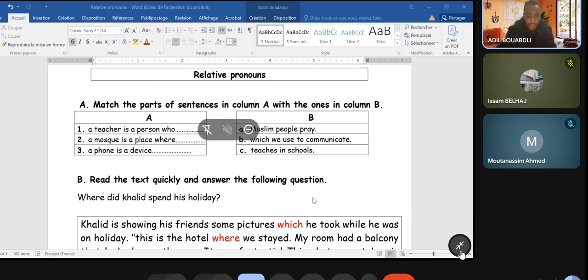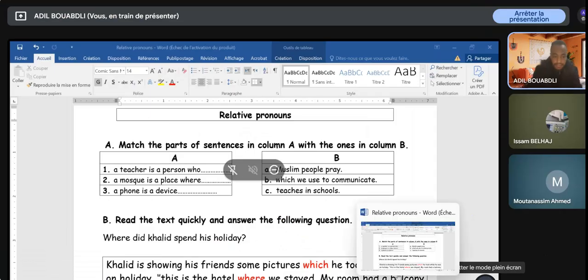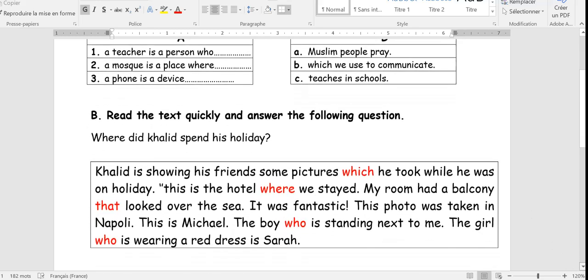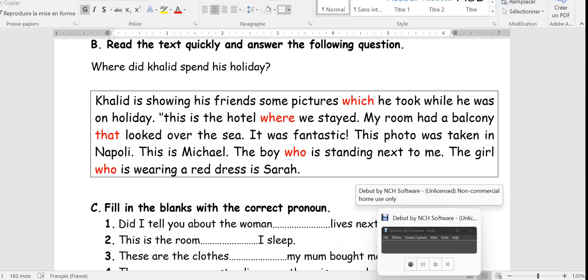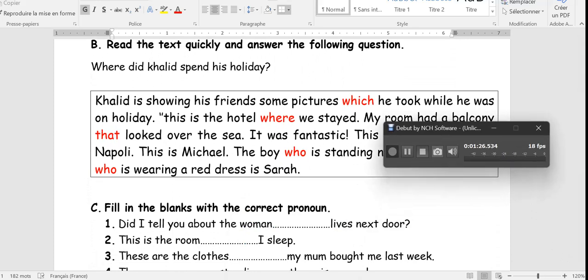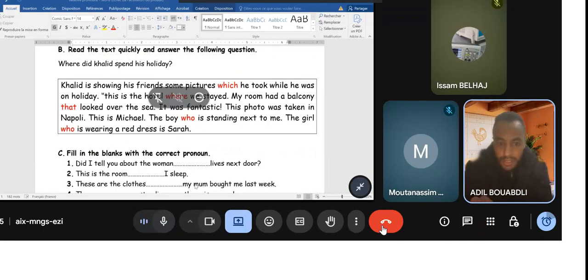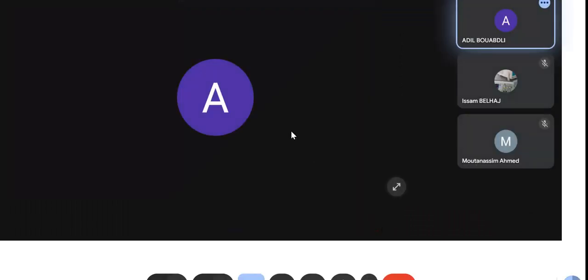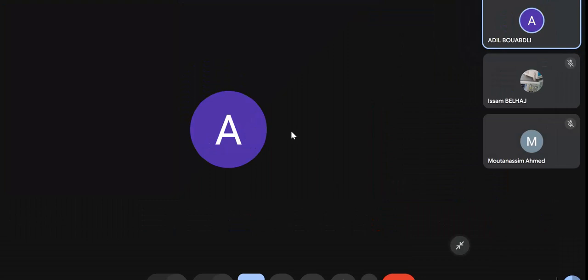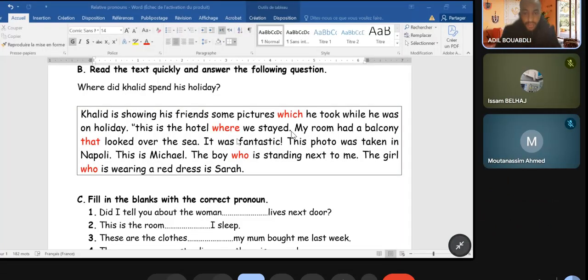Now I'd like you to go to the text, so let me scroll down. All right, this is the text. Read the text quickly and answer the following question: where did Khalid spend his holiday? Read the text and tell me where he spent it. As you can see here, it is written Napoli, so he spent his holiday in Italy.